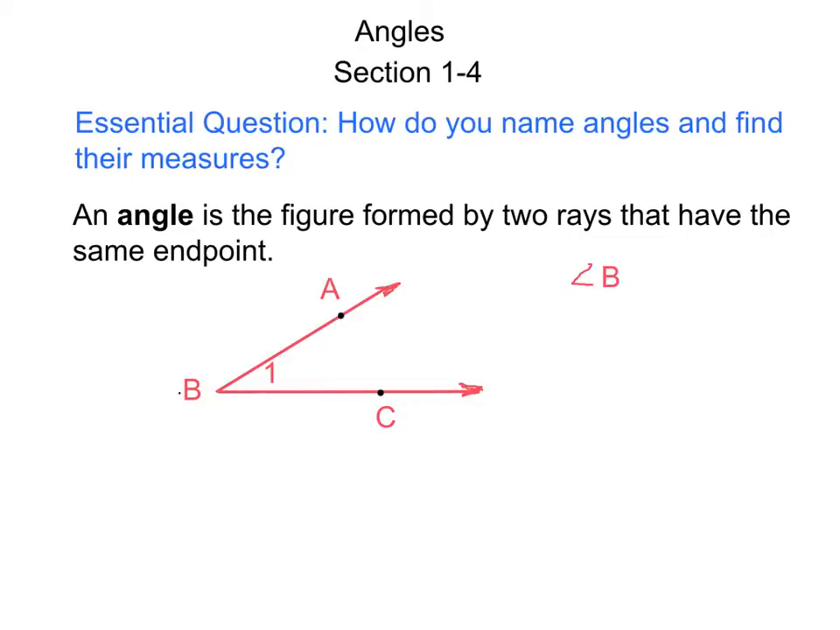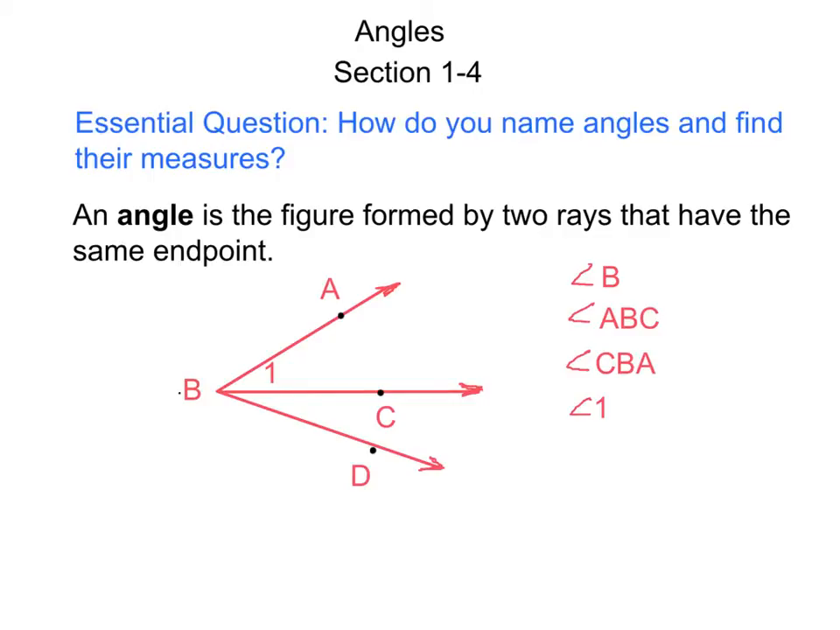We can refer to it as angle B, angle ABC, angle CBA, or simply angle 1, because notice 1 is in the inside of the angle. Now, please note that if you're using three letters, the middle letter always has to be the vertex. So we can go ABC or CBA, but B always has to be the middle letter if you were using three letters. Now, one thing to be really careful about, however, is if you are using a single letter.